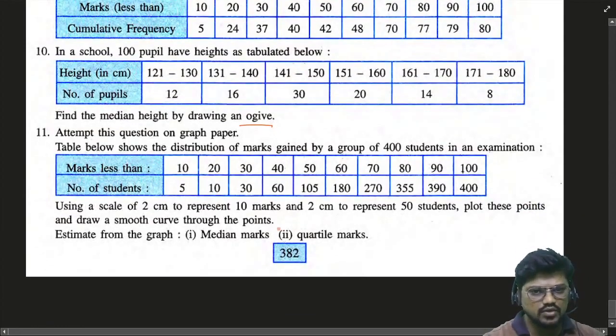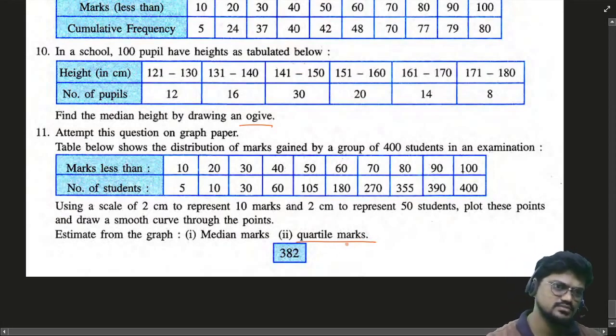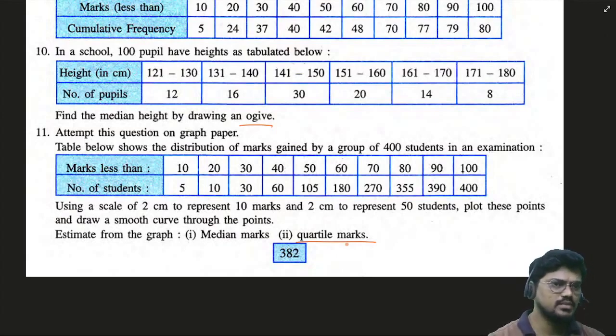They are saying over here quartile marks. Quartile marks means also the same thing. That is the lower quartile, upper quartile, and the interquartile range.